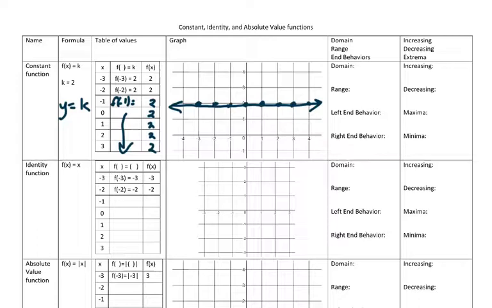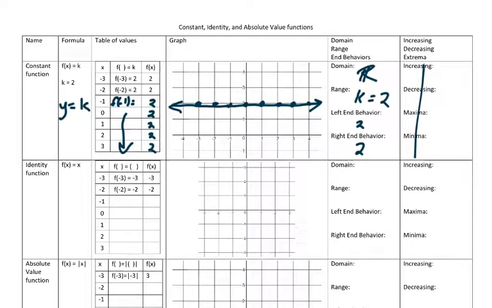All right, so looking at domain and range, the domain is all reals. The range in this case is just going to be k, which in this one is 2. The left end behavior is 2, the right end behavior is 2. It's not increasing or decreasing, and it doesn't have maxes or mins. It doesn't have any of that stuff.